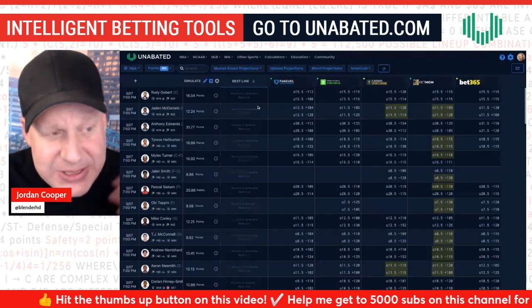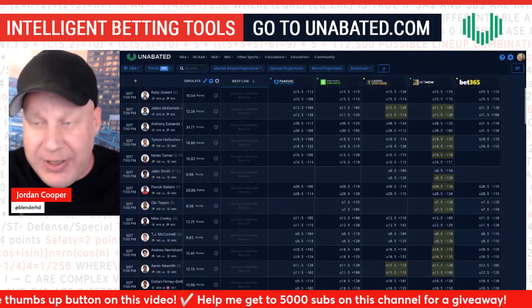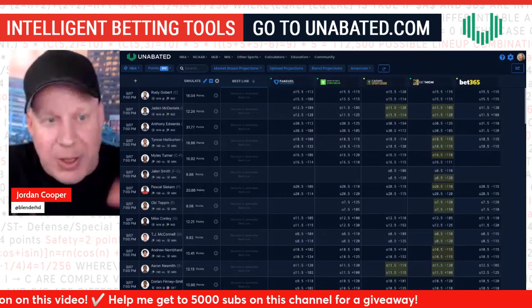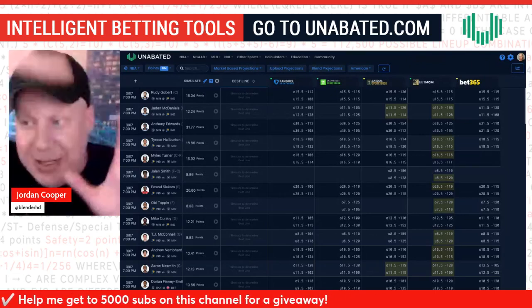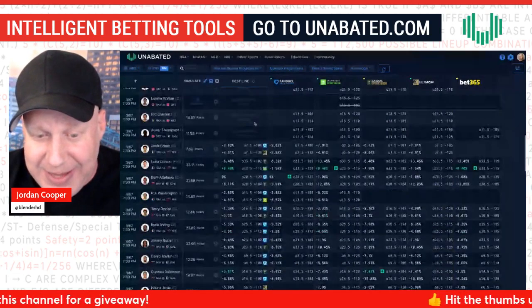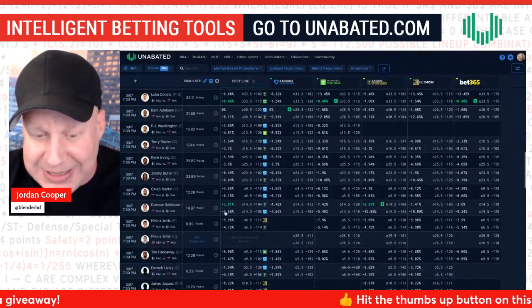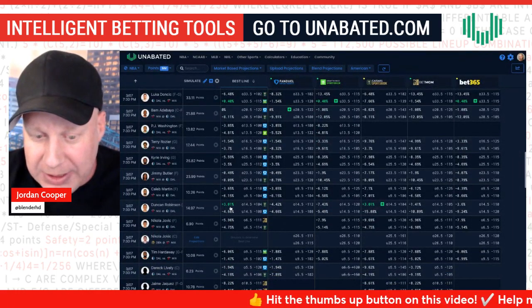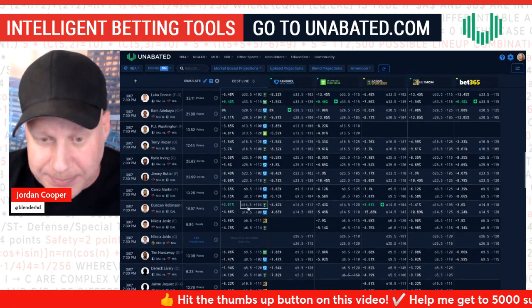Obviously, when there's more information asymmetry, the times when starting lineups come out and injury reports happen and everything like that, you may be able to find that. But going through this and seeing Duncan Robinson, this is 3% off of the market.